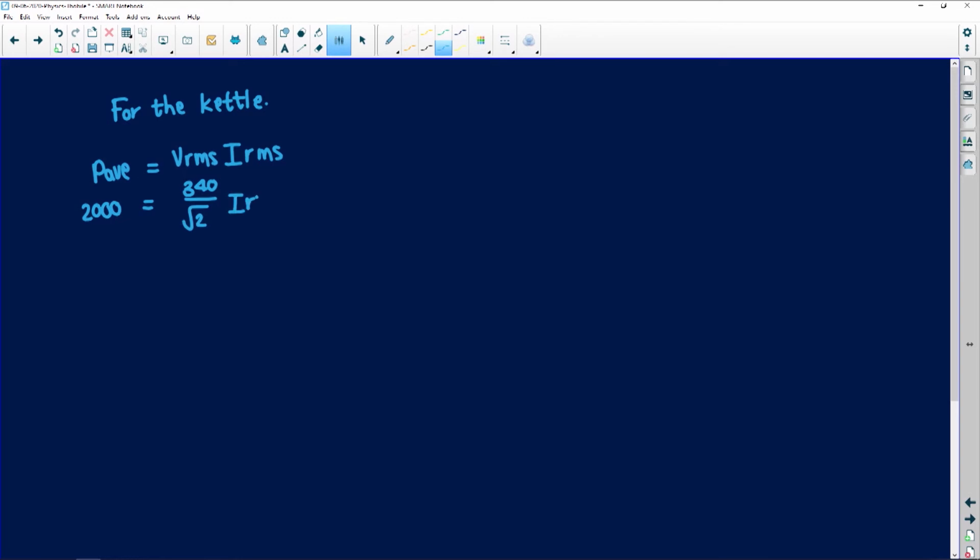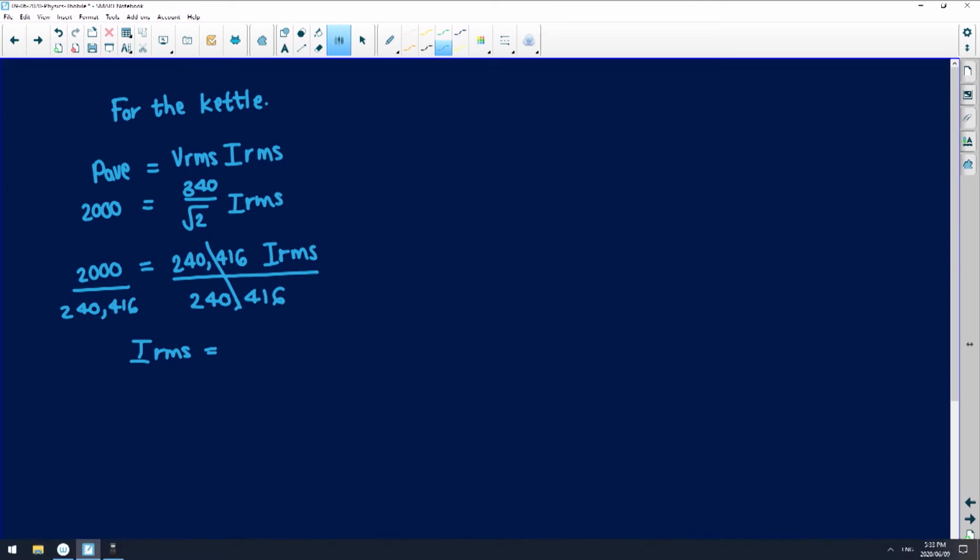I am looking for the current. I'm going to have 2,000 on this side. Taking it from the previous one, we had 240.416, and we had IRMS. If I'm looking for the current of the kettle, I'm going to divide both sides by what is multiplying it, 240.416, and on this side again 240.416. This and this will cancel. So I'm left with IRMS for the kettle.